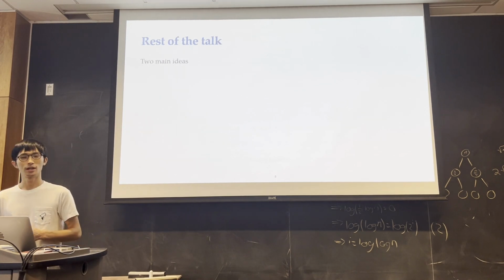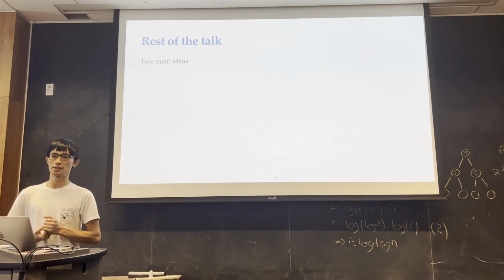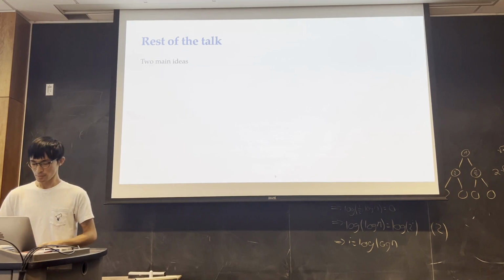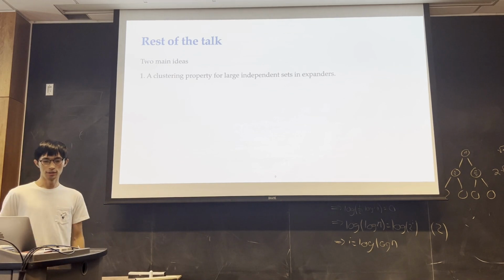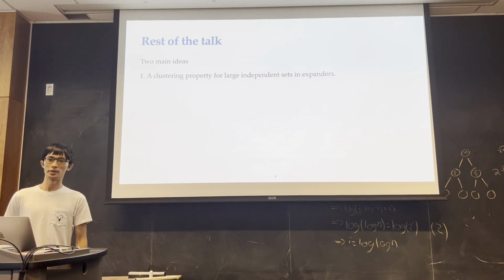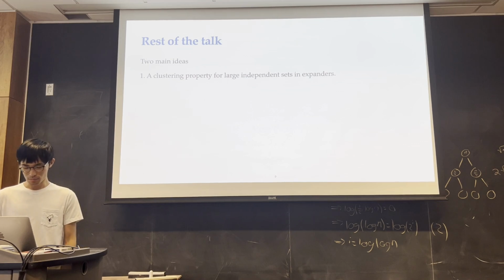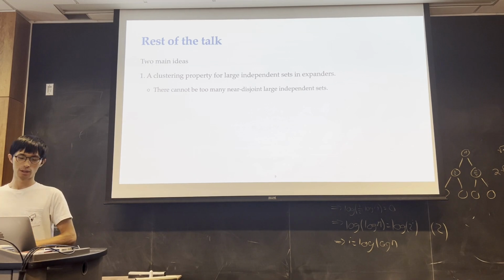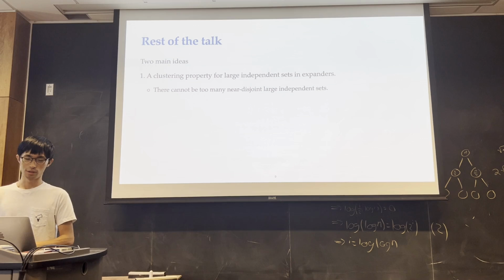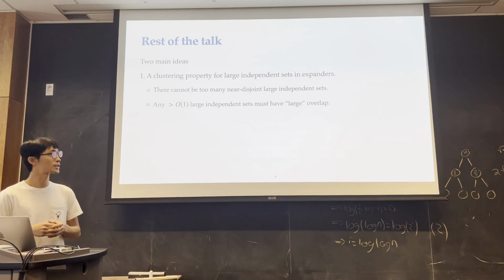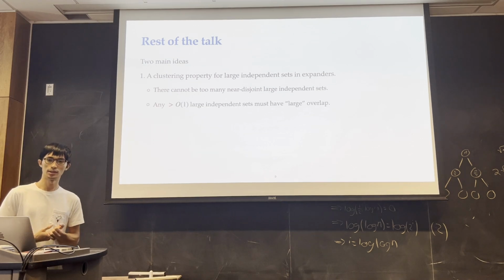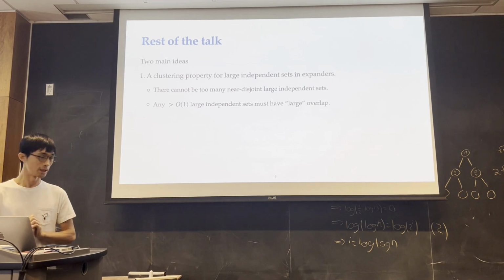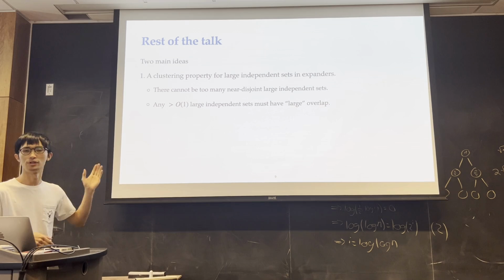Okay, so for the rest of the talk, I'll talk about 2 main ideas that go into our proof. The first is a clustering property of large independent sets in expansions. This says that there cannot be too many near disjoint large independent sets, or in other words, any constant number of large independent sets must have large overlap. And I'll define the precise definitions later.